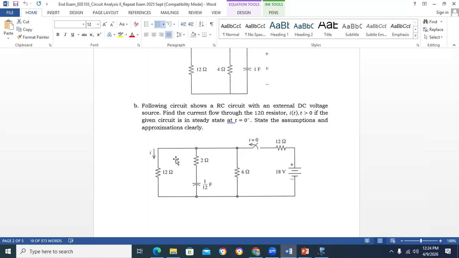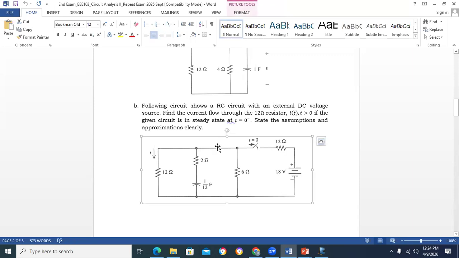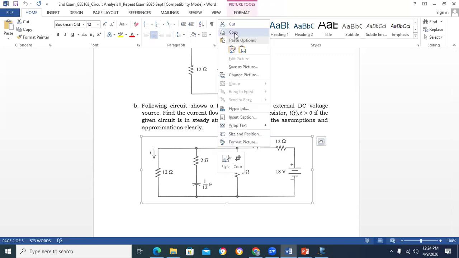So try to do that one. So when the switch is on, that means, your question may be like this, okay?